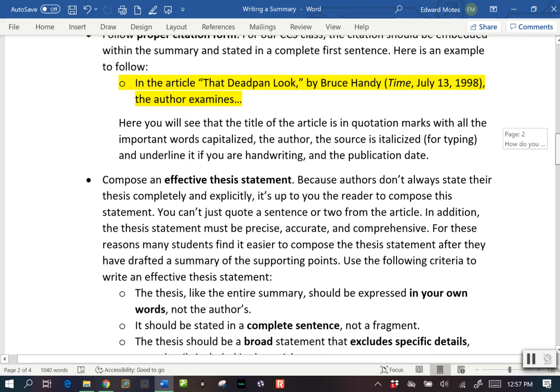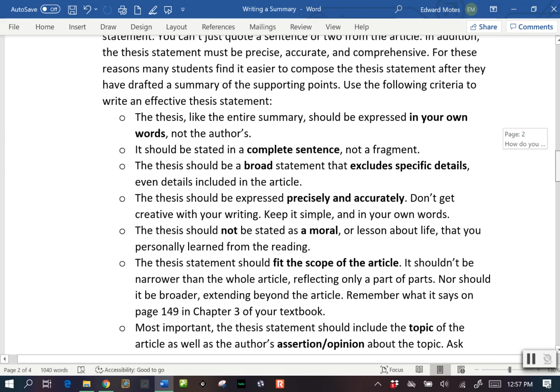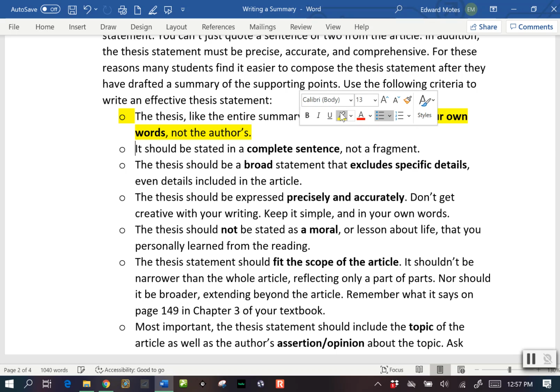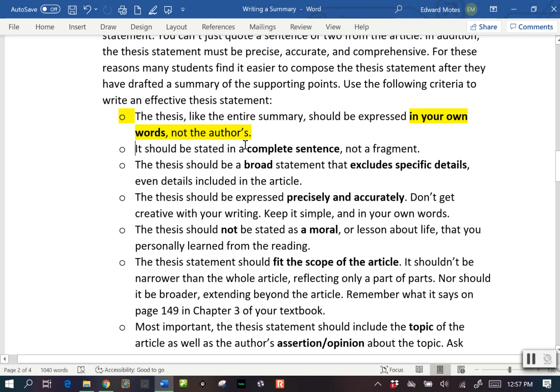The rest of that sentence is the thesis statement. If you write an essay, you have to have a good thesis statement that gives a topic plus your opinion about the topic. So some things to remember: the thesis needs to be in your own words. It needs to be a complete sentence. It needs to be broad. Don't give any specific examples the author used. Don't use a moral or a lesson to the story.